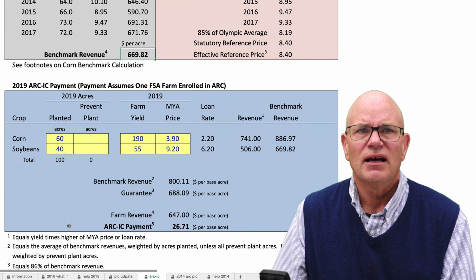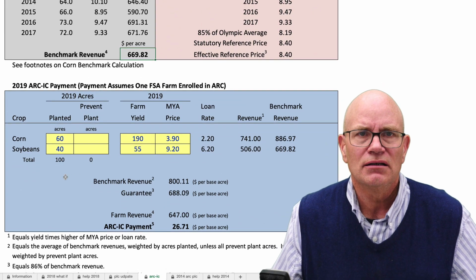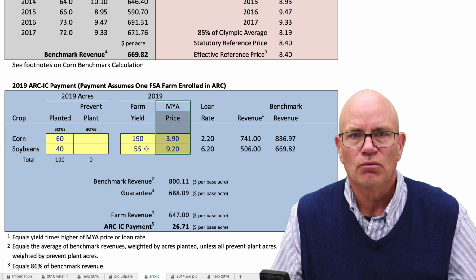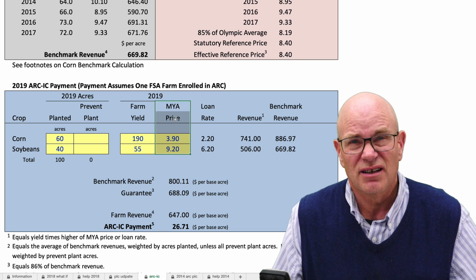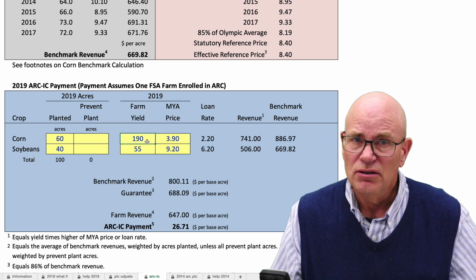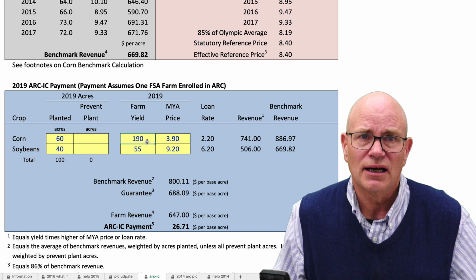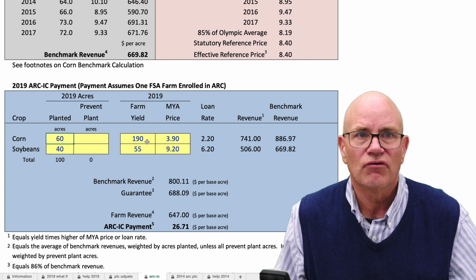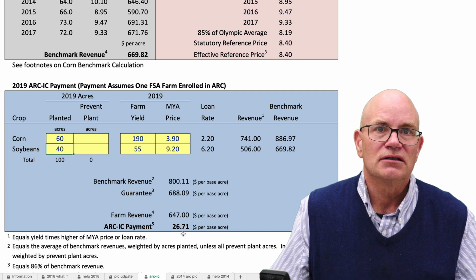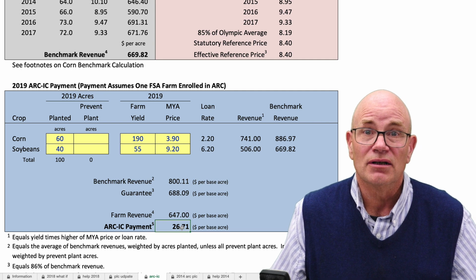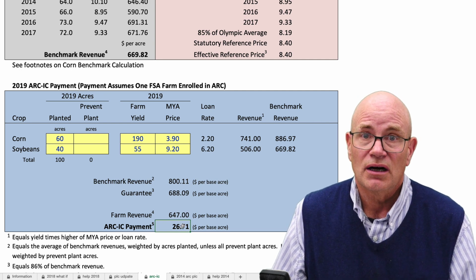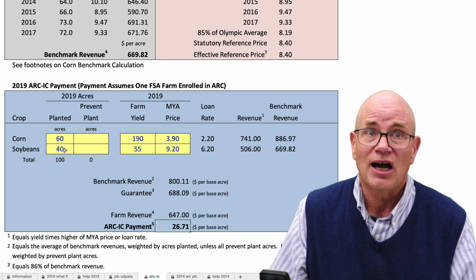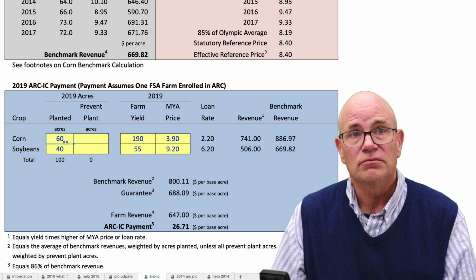We can then calculate a payment for 2019. To do that, we enter farm yields and market year average prices. The market year average prices aren't known yet. You should probably know your farm yields for 2019 by now. I'm using 190 and 55 on 60 and 40 acres planted. That generates a $26 payment. Again, we'll have to wait and see what ARC County and PLC payments look like, but my guess is that this $26 is higher than either of those payments.